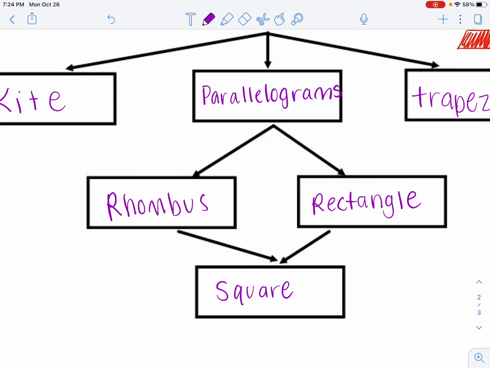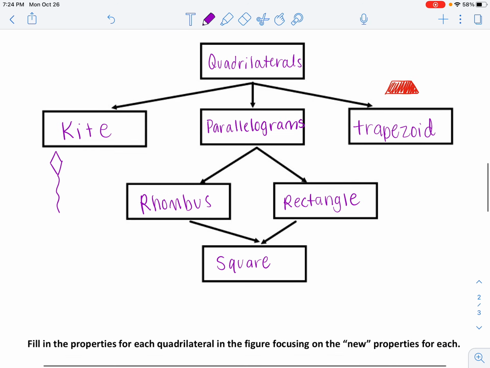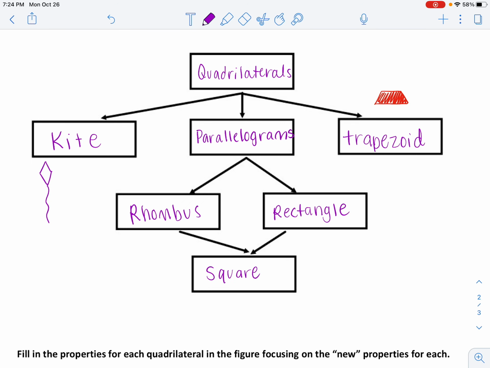Now, the way a family tree like this works is that you can always classify each quadrilateral by everything above it as you follow the lines. So a square is a rectangle, a square is also a parallelogram, it's also a quadrilateral. A square is also a rhombus, which is a parallelogram, which is a quadrilateral. You cannot go further down though. Every rectangle is not a square. So we can only move back up. So every square is a rectangle, every square is a rhombus, every rhombus is a parallelogram, every parallelogram is a quadrilateral.